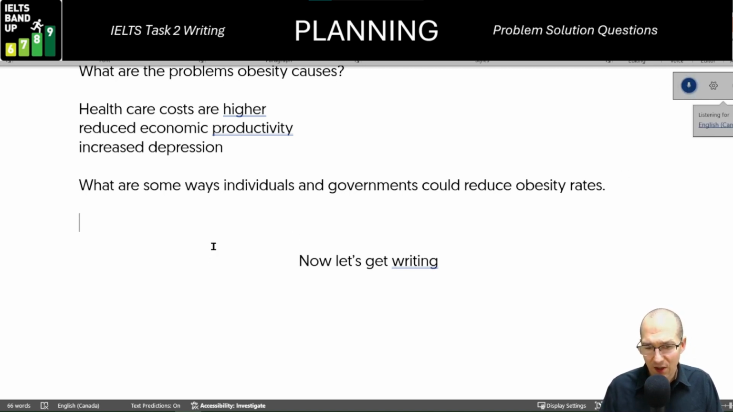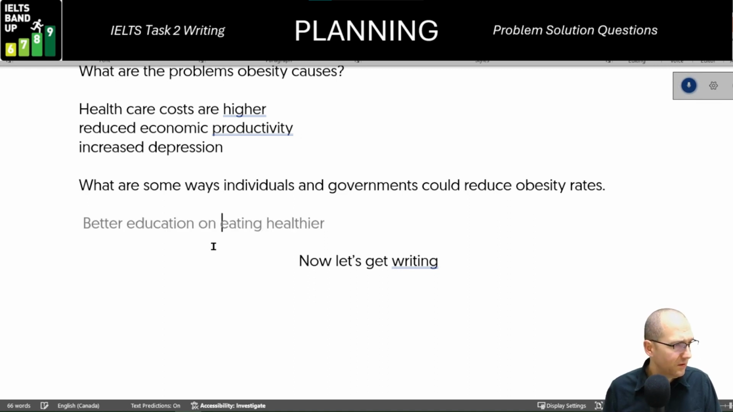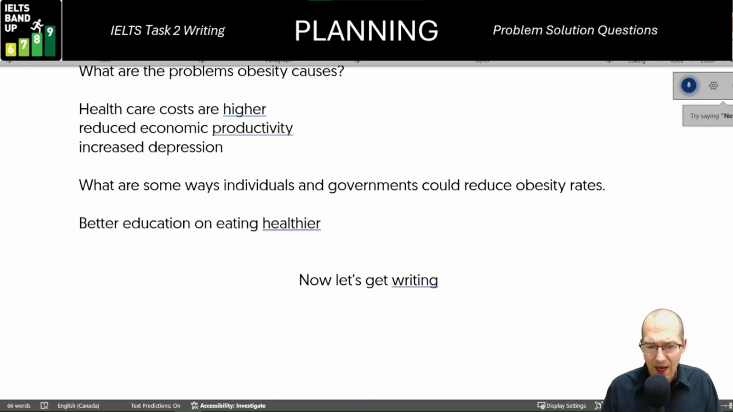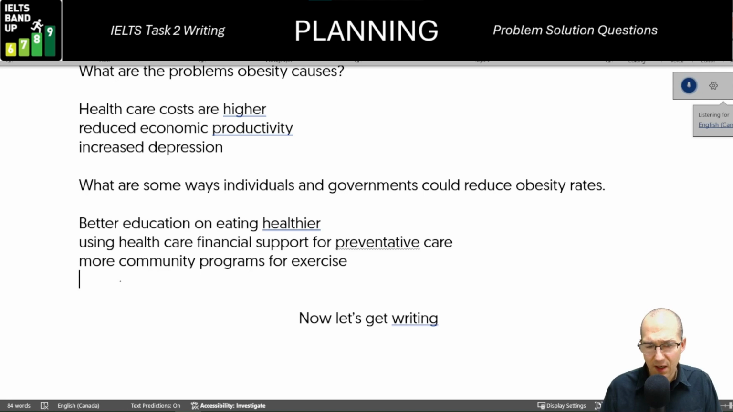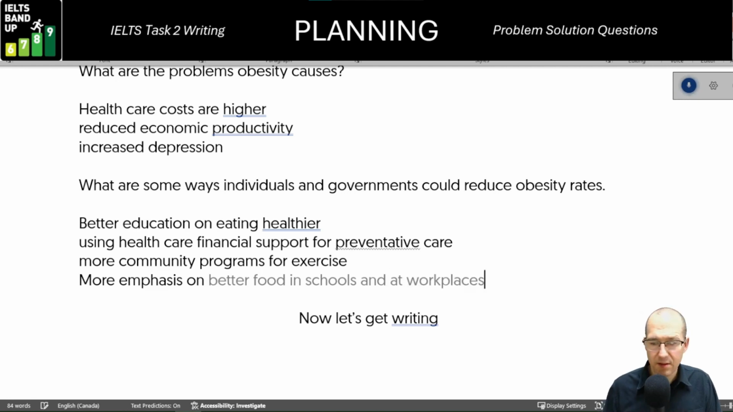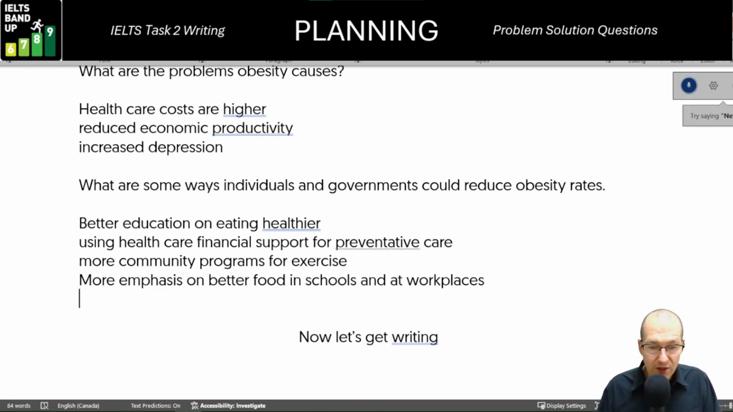Better education on eating healthier, using healthcare financial support for preventative care, more community programs for exercise, more emphasis on better food in schools and at workplaces, reducing junk food or fast food advertising.